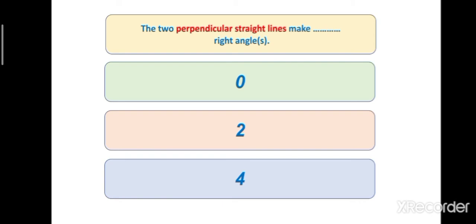The two perpendicular straight lines make how many right angles? 0 right angle, 2 right angles, 4 right angles. The two perpendicular straight lines make 4 right angles.